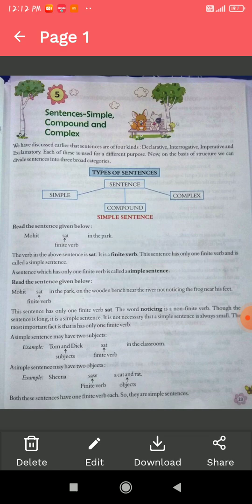Another example: Mohit sat in the park on the wooden bench near the river, not noticing the frog near his feet. This sentence might be long, and it is not necessary that a simple sentence is always short. We should always be careful while finding the verb. If the sentence has only one finite verb, then it is simply a simple sentence. It doesn't matter whether the sentence has two subjects or two objects. If the sentence has only one finite verb, we can simply say that it is called a simple sentence.